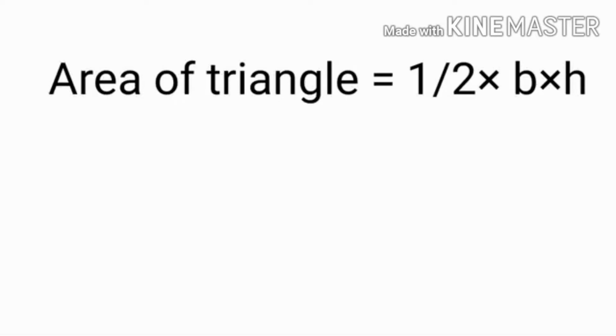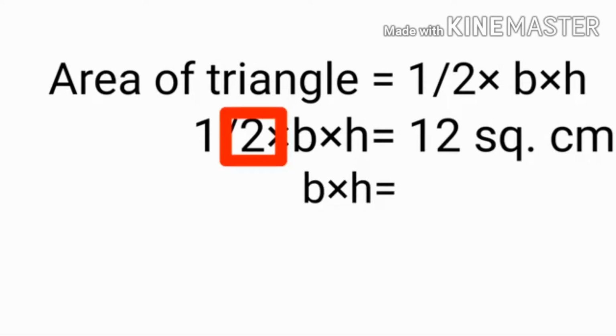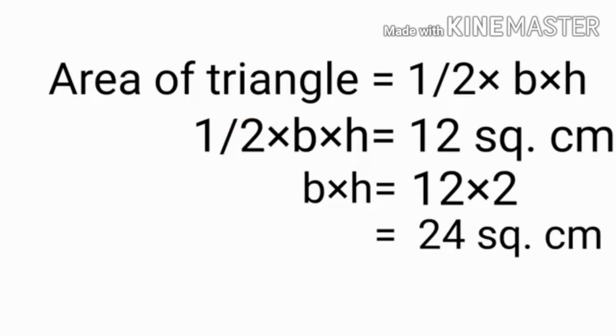That half BH must be equal to what? 12 centimeter square. So half BH equal to 12 means B into H will be what? Only base and height. We can take this divided by 2 to the next side. That means B into H equal to 24 will be the answer. Okay, B into H must be 24.